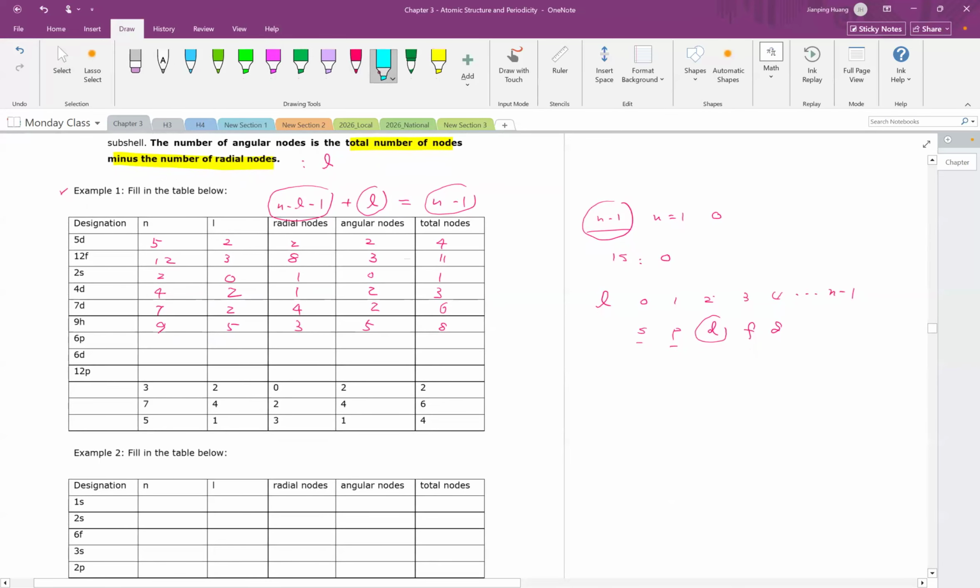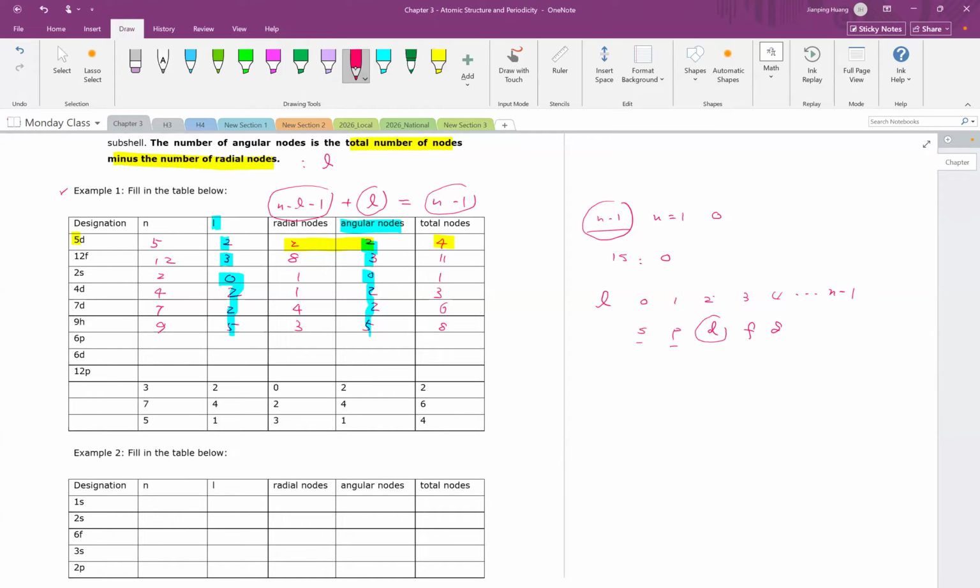Before we do that, let's look at the relationship. L equal what? The angular nodes, that should be same. See? Do you see? Now, when we add these two, you add it, you get what? You get the total nodes. How do you know n? Here it's n. Got it. Right.